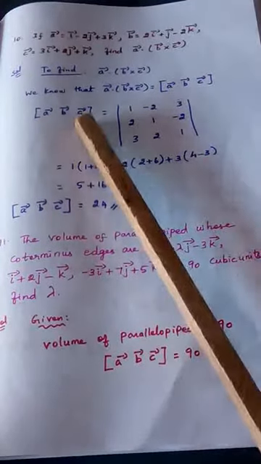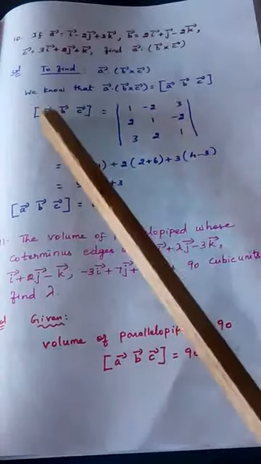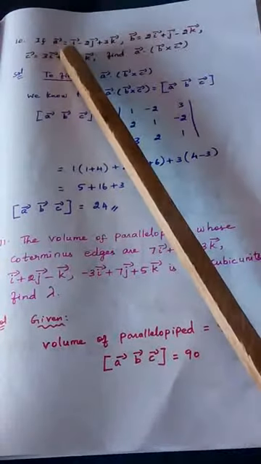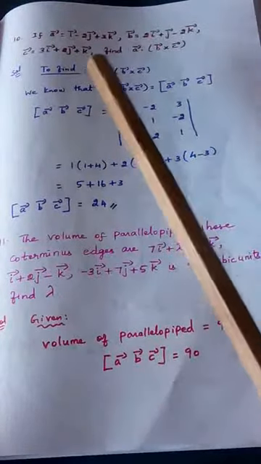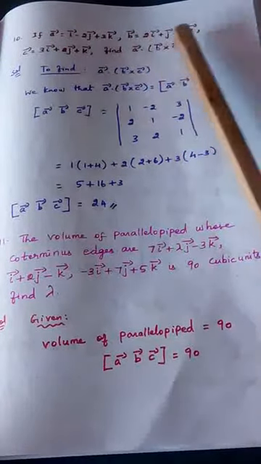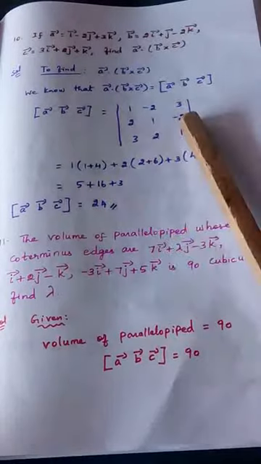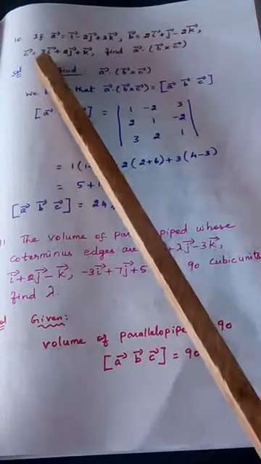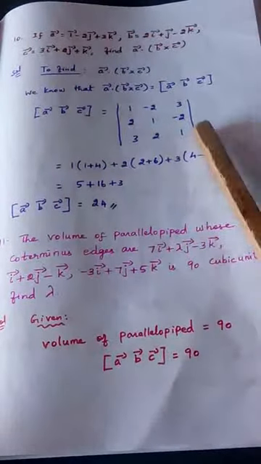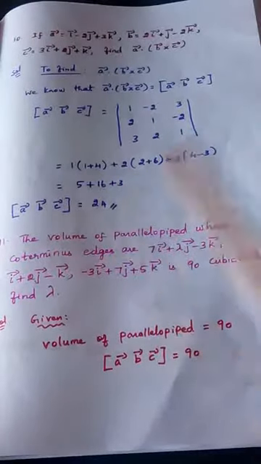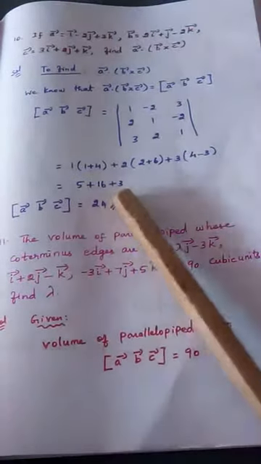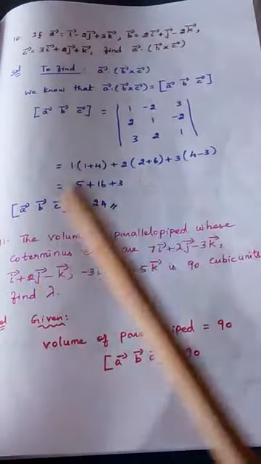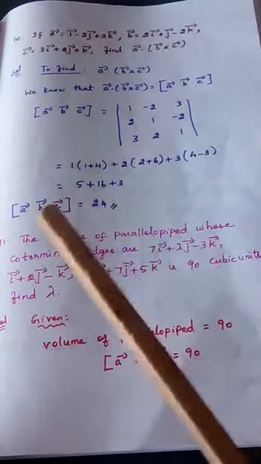How to find box ABC using determinant? Just see, A vector, write the coefficients 1, minus 2, 3 in the first row. B vector 2, 1, minus 2 in the second row. C vector coefficients 3, 2, 1 in the third row. Expand the determinant and find out the answer. That's all. Just expanding the determinant, we can find the answer. I think this problem is simple. We will go for the next sum.